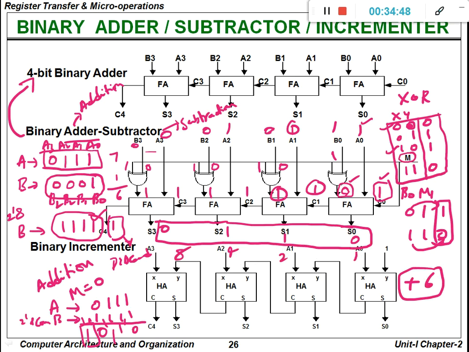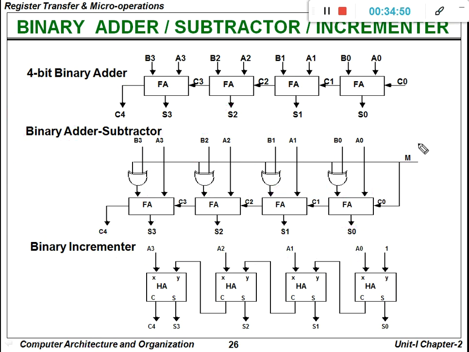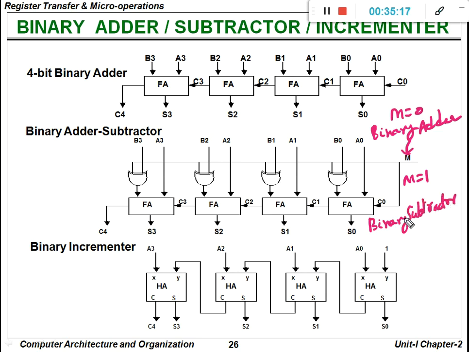So what is the main logic here? This M is the main logic here. Whenever M is equal to 0, this circuit works as a binary adder, and whenever M is equal to 1, the same circuit will act as a binary subtractor. So that is the main logic.